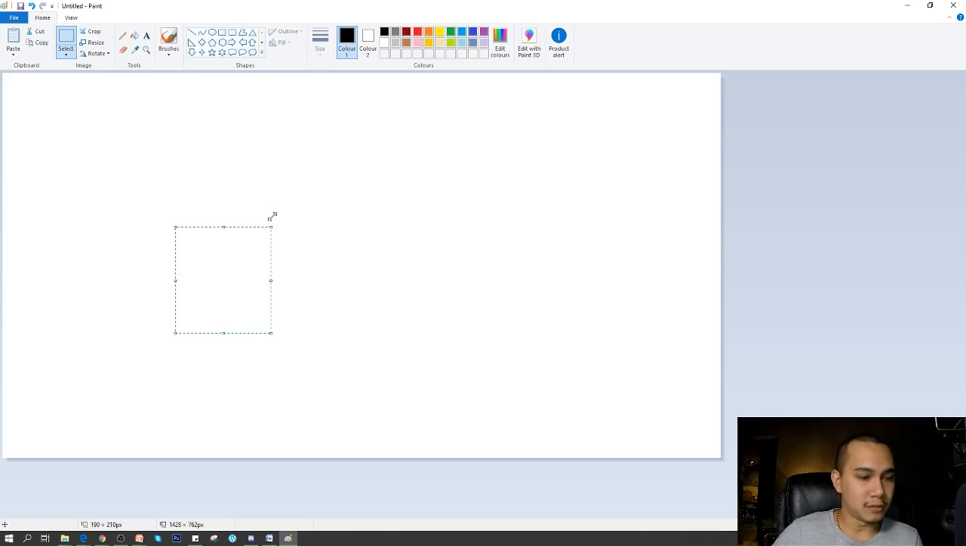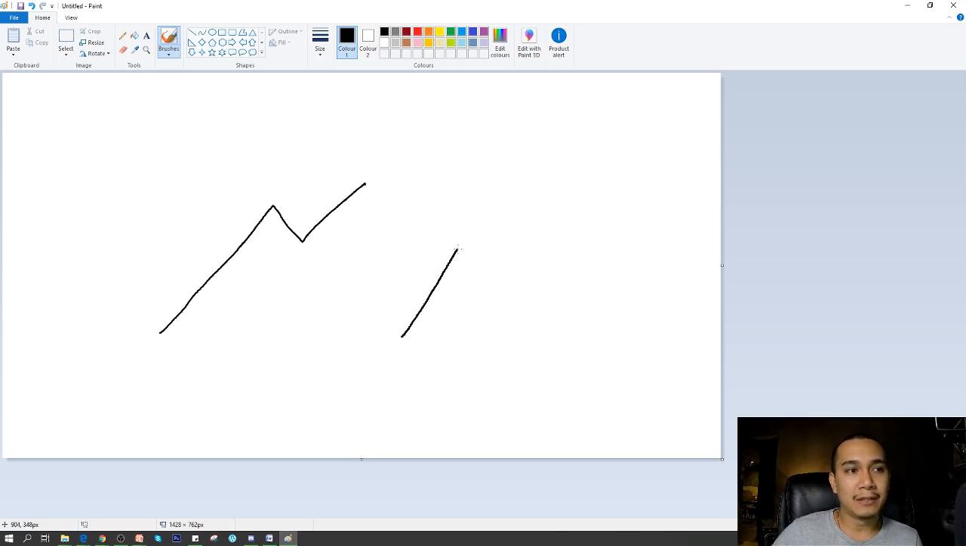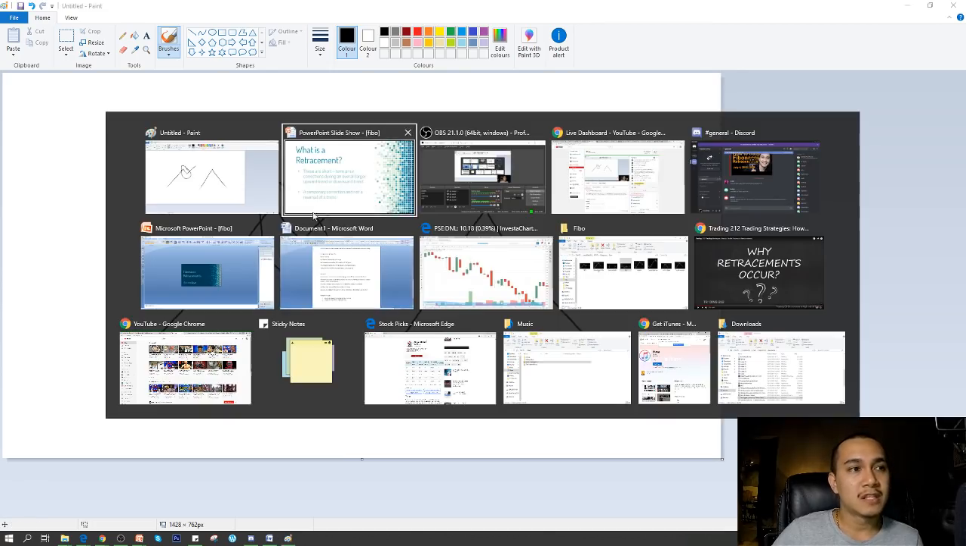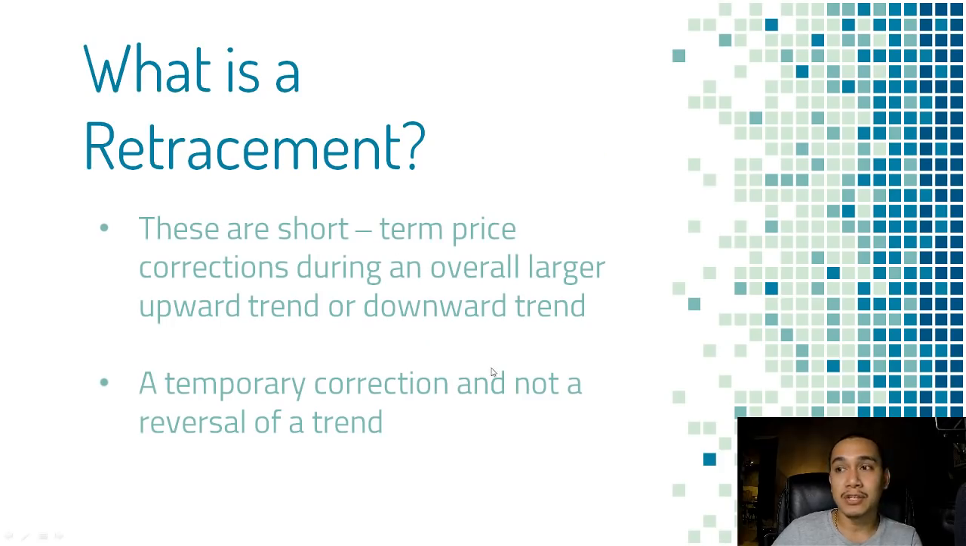So from an uptrend, it goes down and it doesn't resume the uptrend. The reversal looks like this. It goes up and then goes down and continues going downwards. That's a reversal right here. So this is the retracement and this is a reversal, right? So you have to know how to differentiate these two.